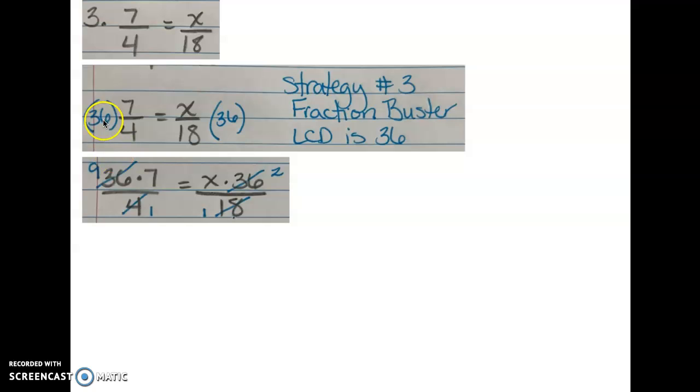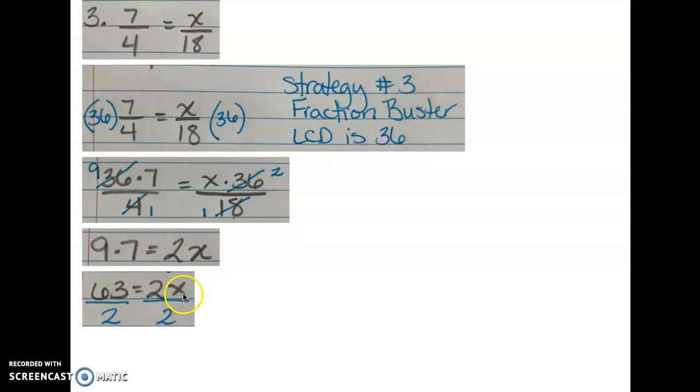And when I expand that out, it looks like 36 times 7 in the numerator and 4 in the denominator. And on the right side, I have x times 36 in the numerator and 18 in the denominator. 36 divided by 18 simplifies to 2, and 36 divided by 4 simplifies to 9. So now I have 9 times 7 equals 2x, or 63 equals 2x.